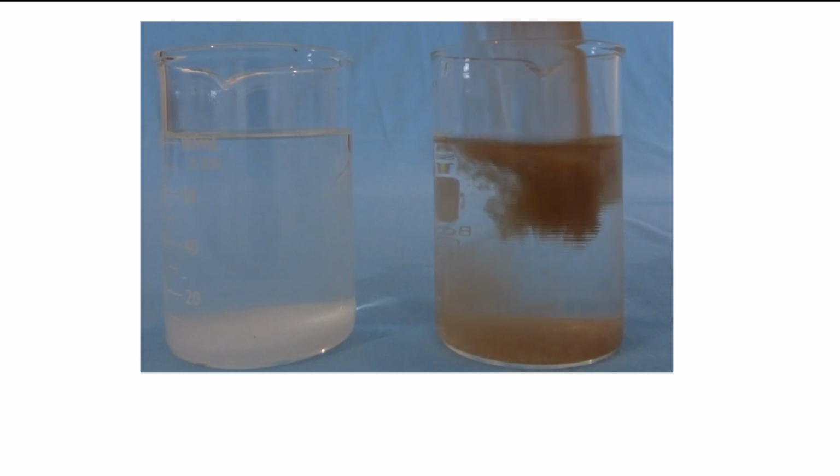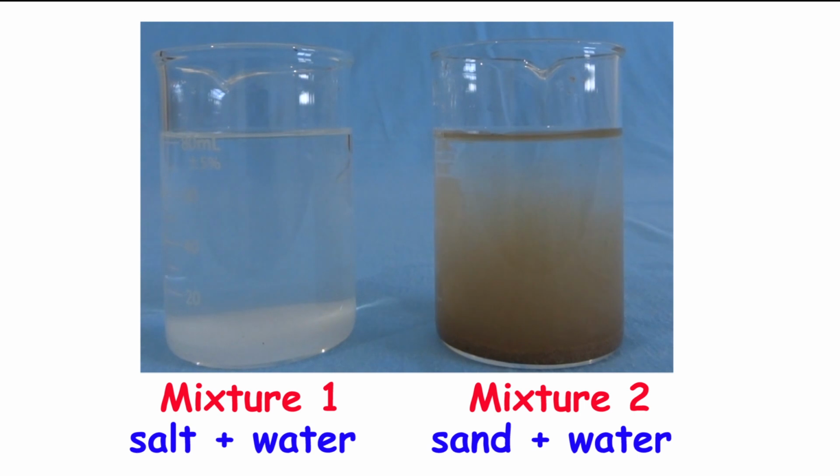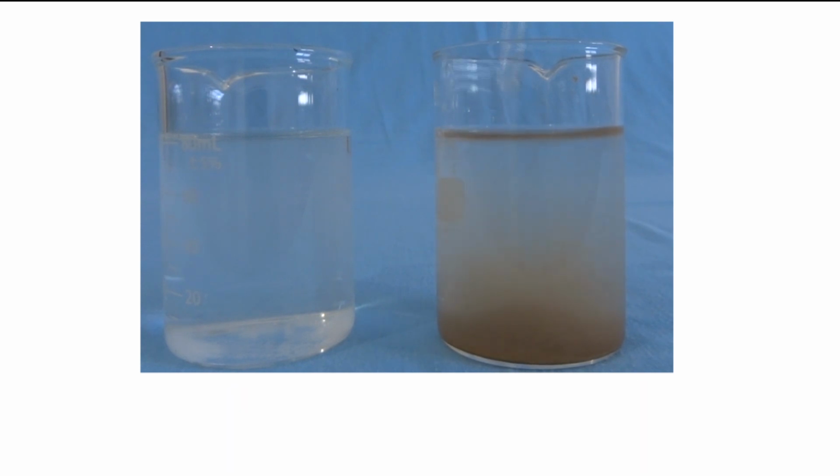Which of these two combinations is considered a mixture? Actually, both of them are mixtures as they are formed by combining two substances together. Salty water is formed from substance A, which is the salt, combined with substance B, which is the water. Similarly, the second mixture is formed by combining substance A, which is the sand, and substance B, which is the water.